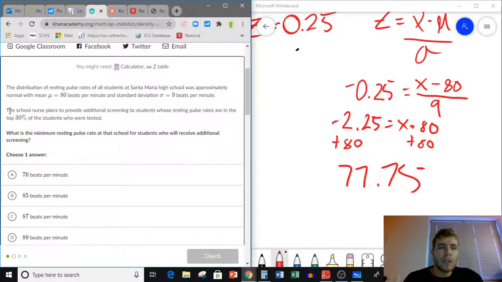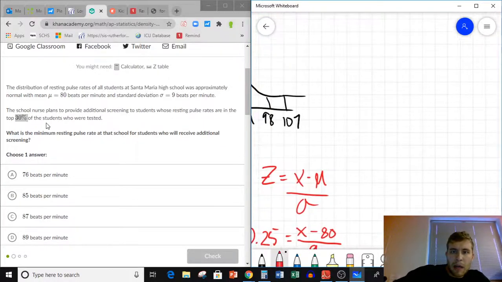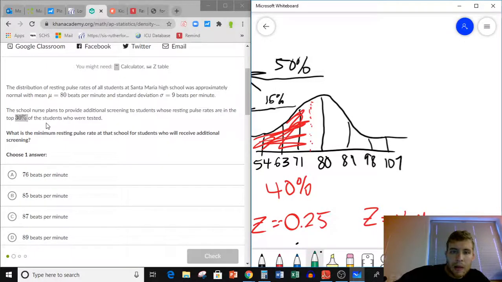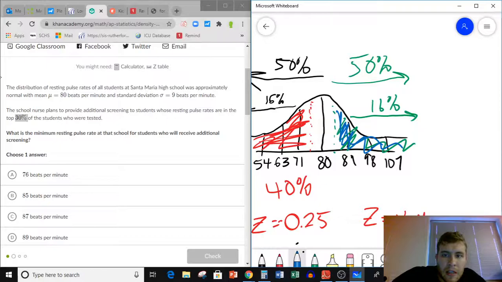So now we want to do top 30%. And this will be my last example. Of course, if you want to come in here and work the rest of these on your own, you can. But I'm going to go back up here. We want top 30%. So top 30%, well, we know that this direction is 50% again, and again from here over is 16. So once again, it has to be in this section here. So we're trying to find this area. We want this area here that is the top 30%.